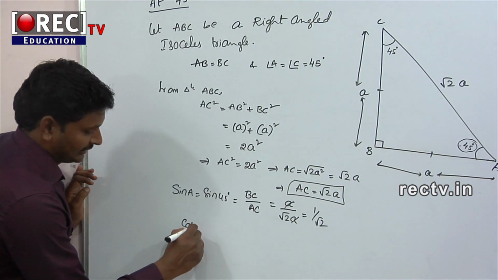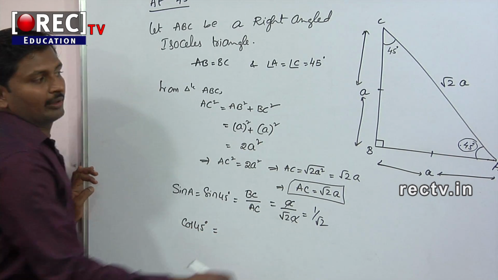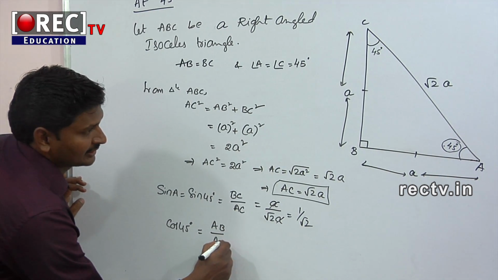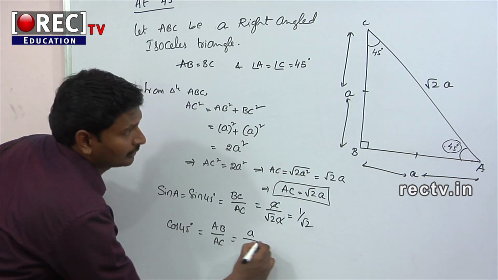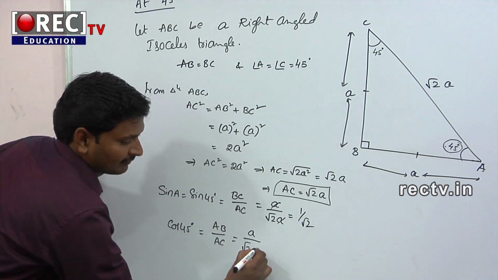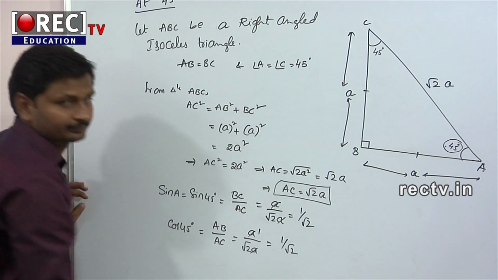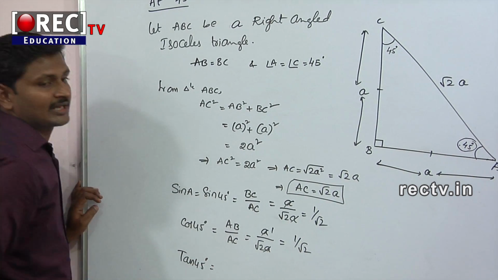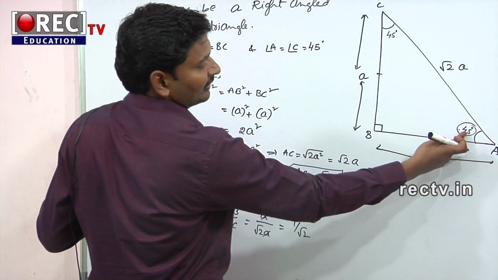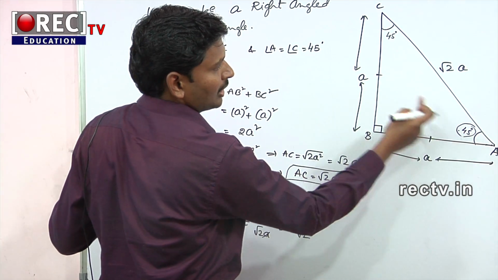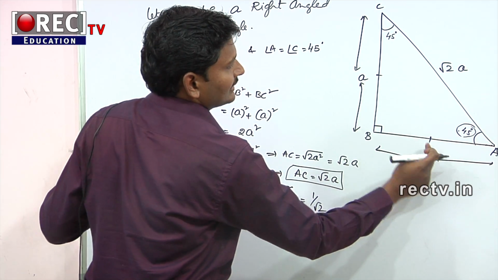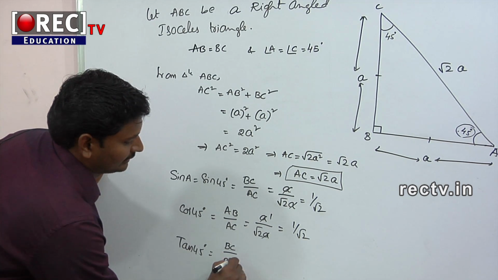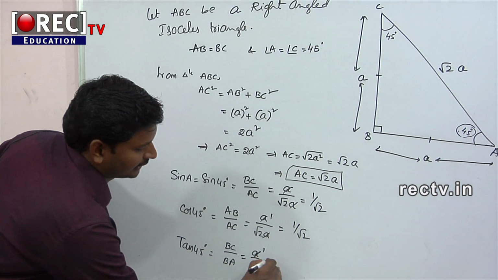Now at A only, cos 45 degrees is equal to adjacent side divided by hypotenuse. Adjacent side is AB divided by AC. AB value is small a and AC value is root 2a. a will go, so that is equal to 1 by root 2. Now tan 45 degrees is equal to opposite side divided by adjacent side. For this 45 degrees, opposite side is BC and adjacent side is BA. Tan 45 degrees is equal to opposite side BC divided by BA, that is equal to a by a, so a will go, that is equal to 1.